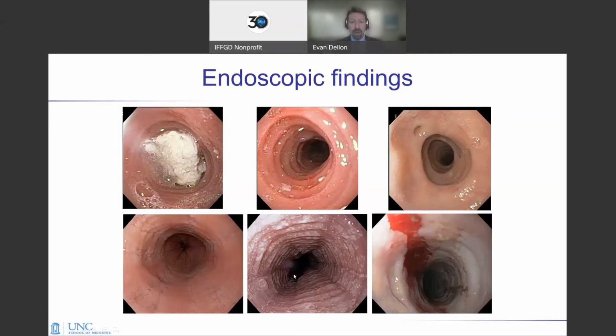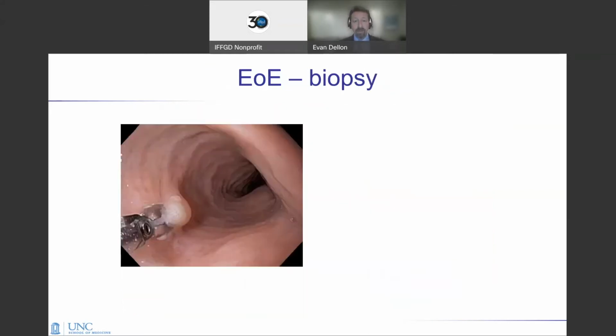The lining of the esophagus also tends to be a little delicate in this condition, and sometimes passing just the scope can cause a small tear or fragility of the lining of the esophagus. Then, once you have those findings, we have to take biopsies. And this is what it looks like.